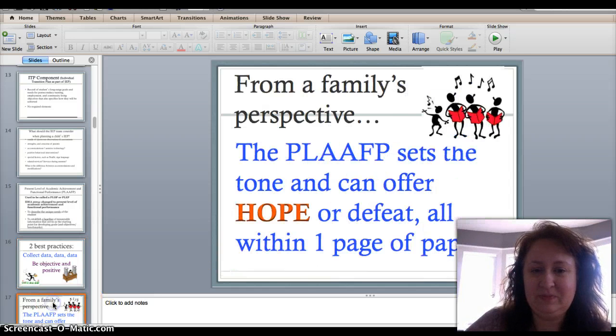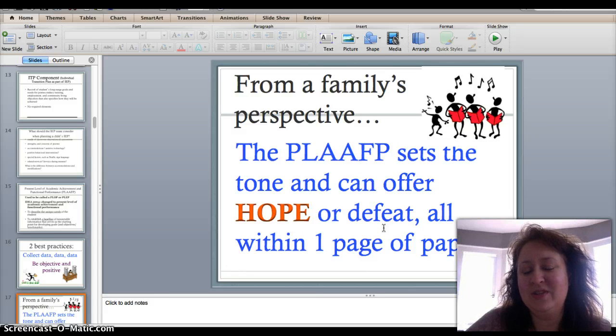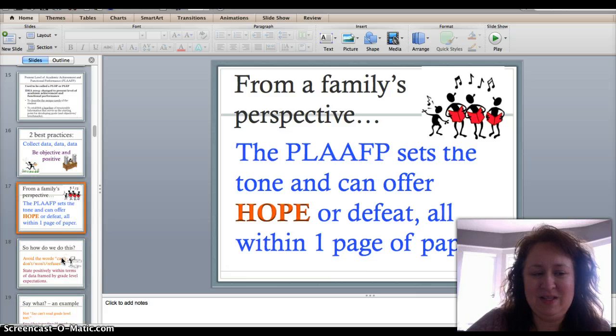From a family's perspective, remember that the present levels is the first thing a parent sees, and it sets the tone for the meeting. So within that one page, we can either offer hope and a plan for the future or defeat and anger, and it's all within that first page. So make sure that you're prepared and ready to support a family, support the student in this present levels.